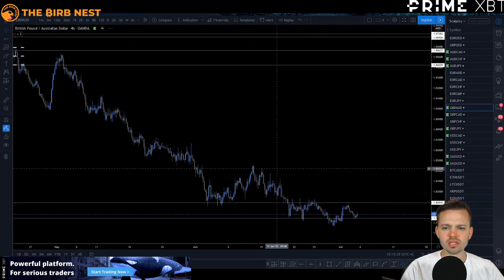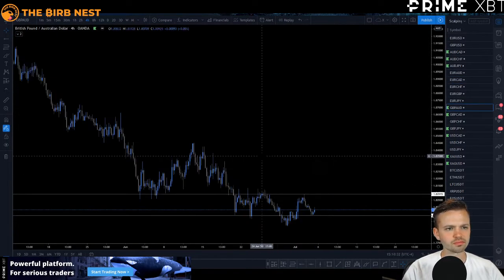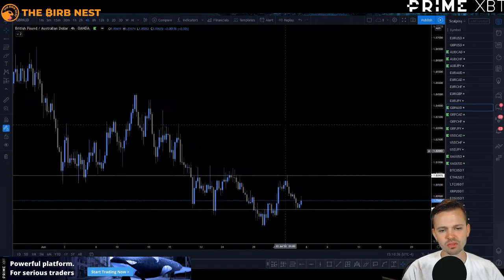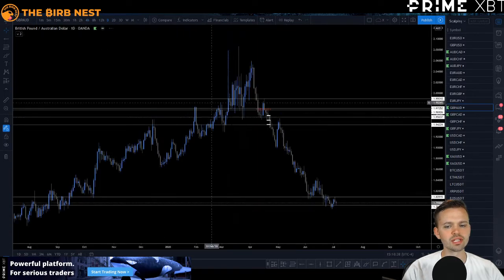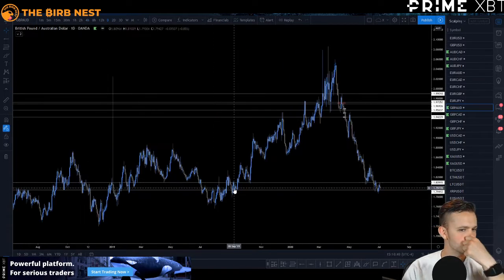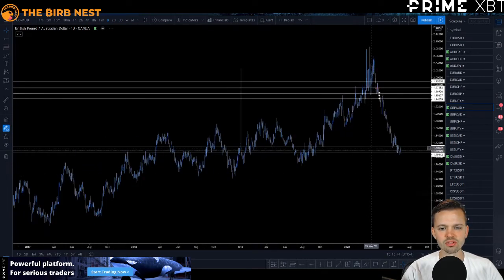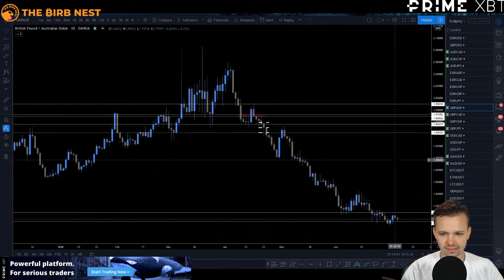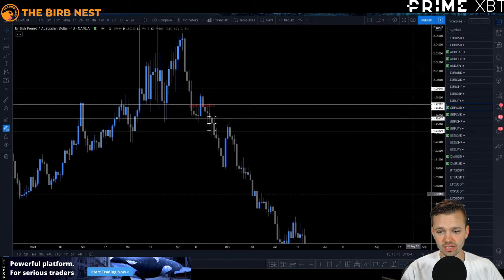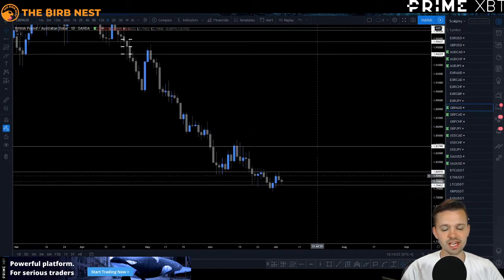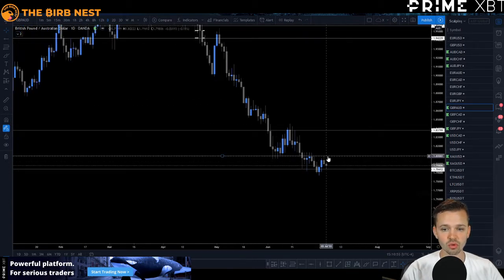Removing that one. GBP Australian dollar. So British pound versus the Australian dollar. Now, what I'm looking for right here is continuation to the downside. We are at a very strong support level, but I'd like to see this daily trend continue to the downside for a while. And if we break out of this area, we might see a reversal for a possible long.